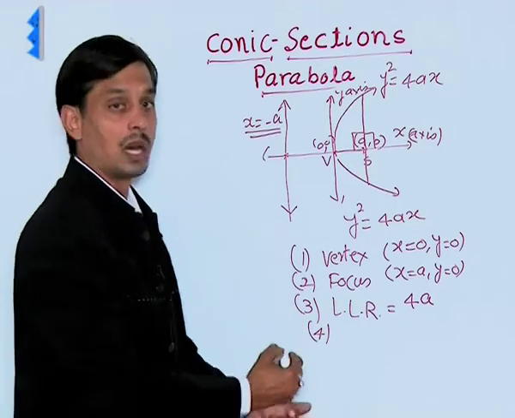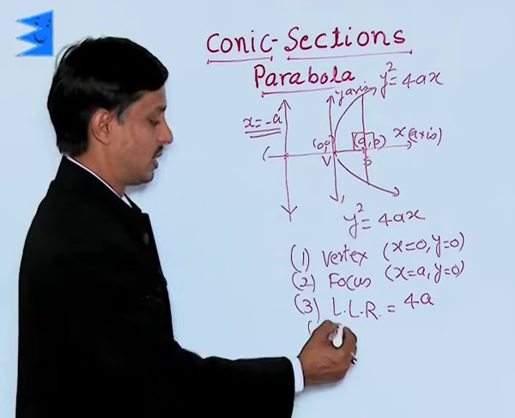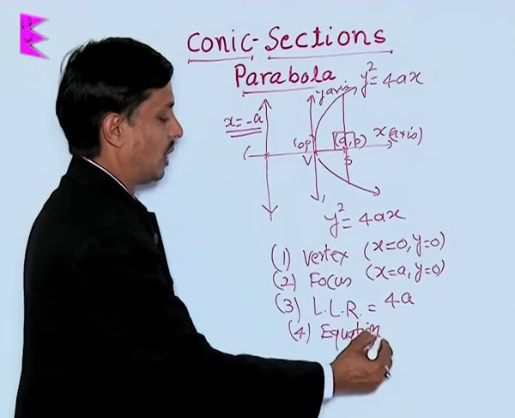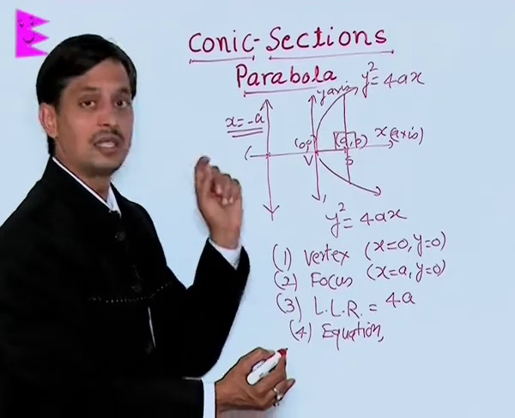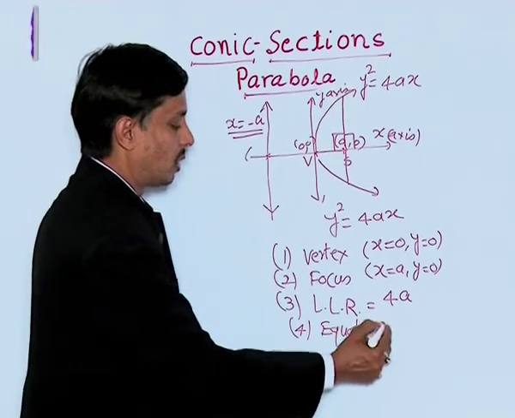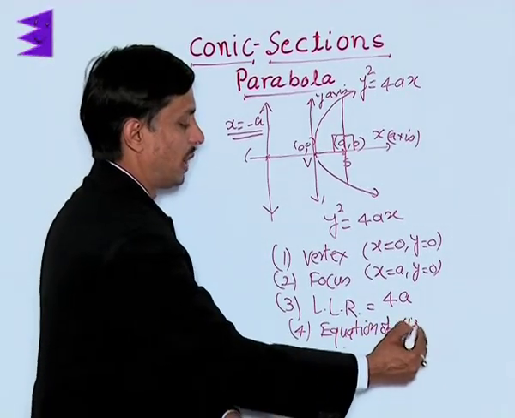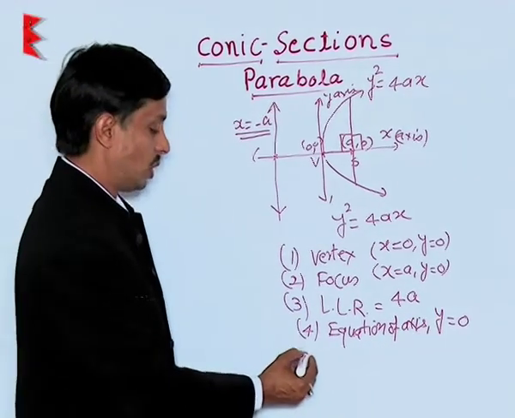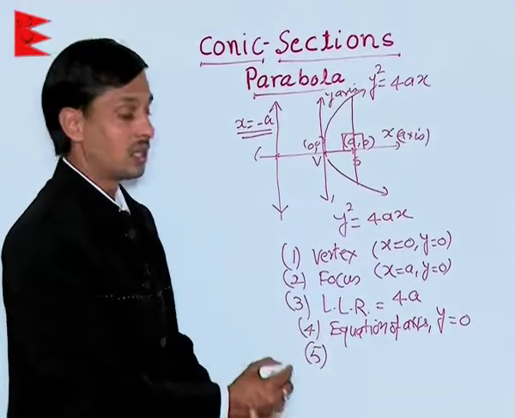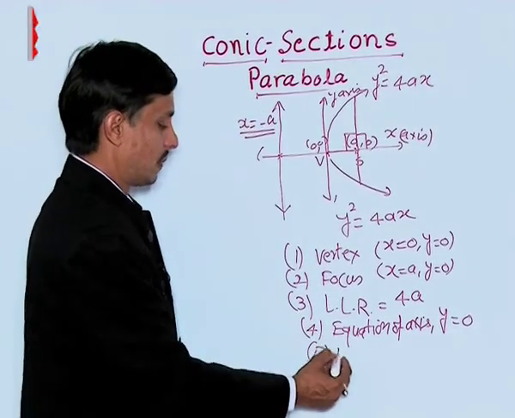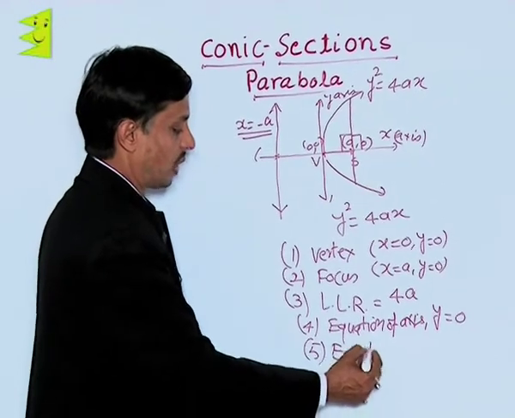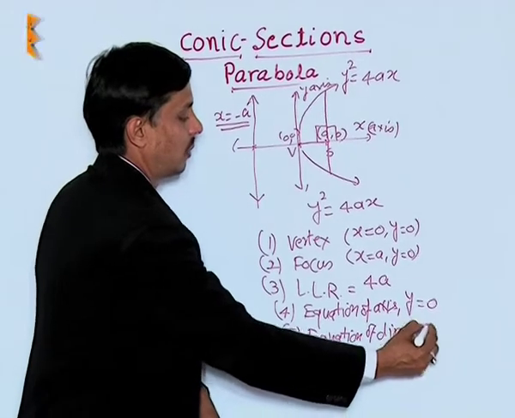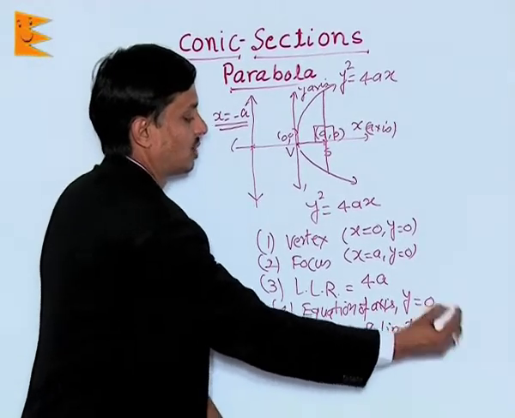Then the question comes, what is the equation of axis? In this parabola, the x-axis is the axis. So the equation of axis of the parabola is the x-axis, so the answer will be y equals 0. Then we can discuss the equation of directrix, which is given by x equals minus a.